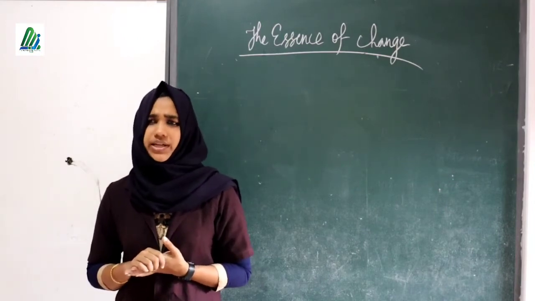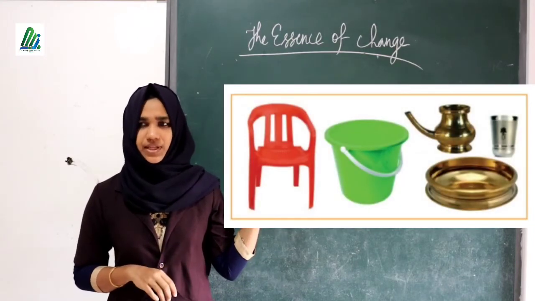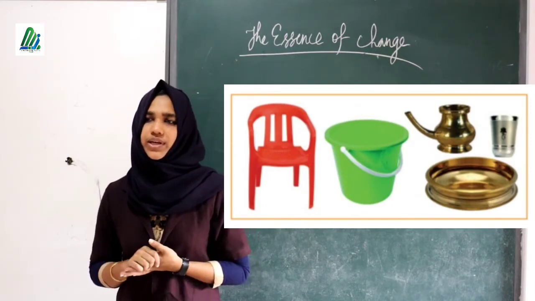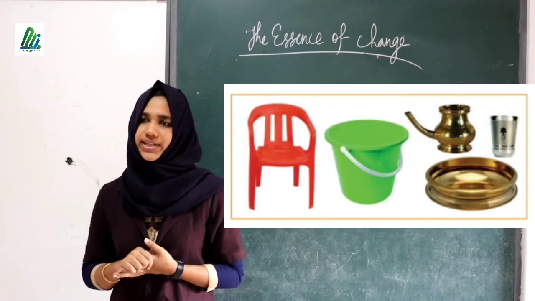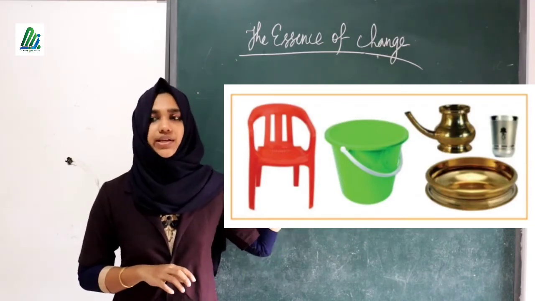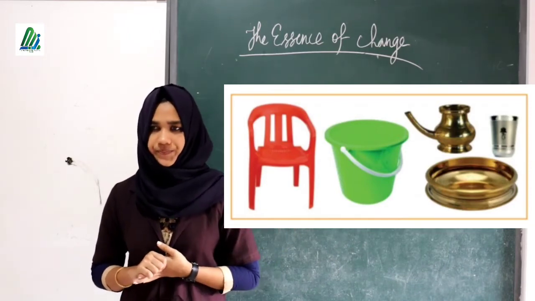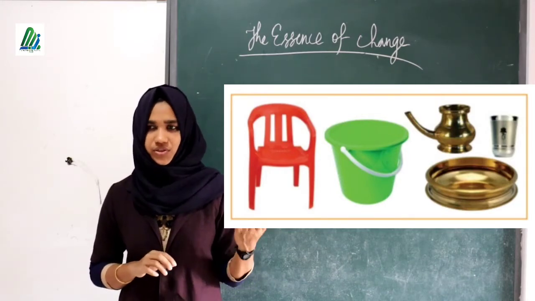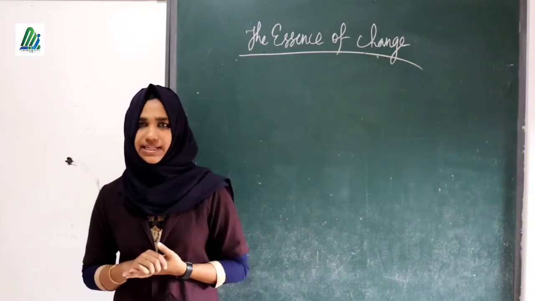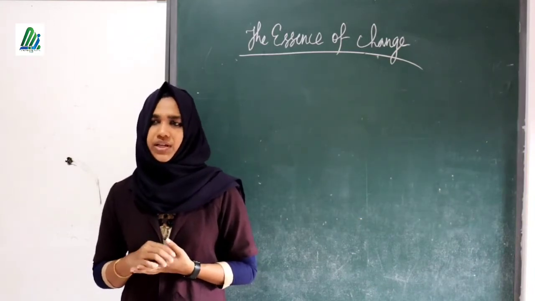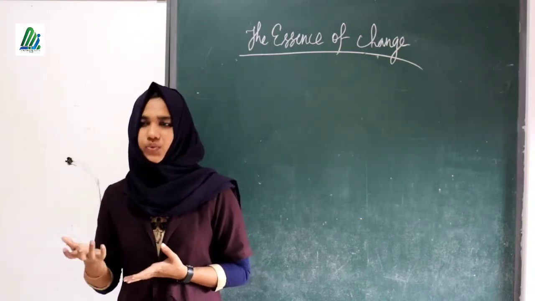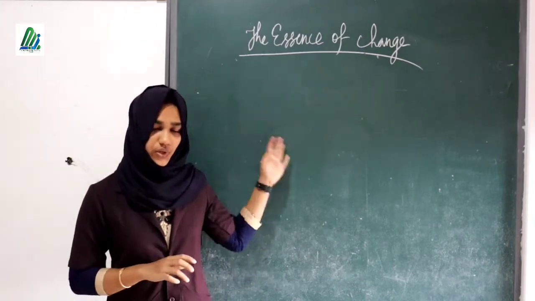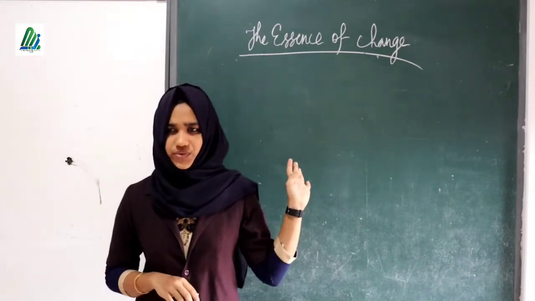Here you can see a picture given in your textbook. These are things we use in our day-to-day life. What are the things that you can see here? A bucket, chair, utensils, etc. Here also we use the principle of change of state.